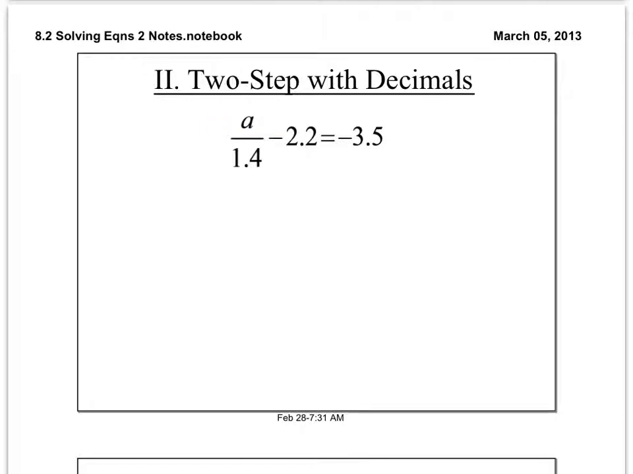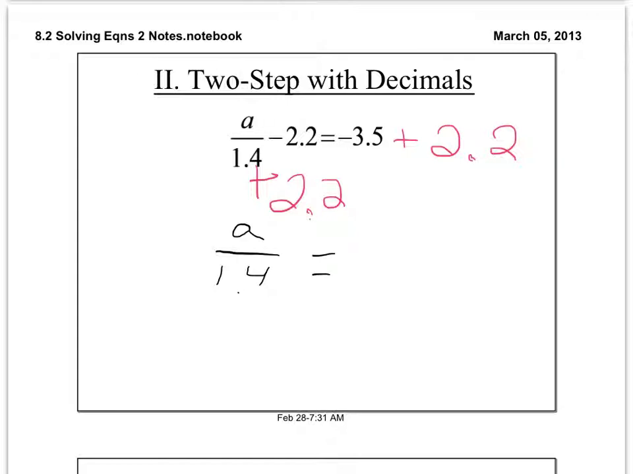So to begin with, we'll move the minus 2.2 from the left side to the right side, so we will add 2.2 from the left to the right, leaving you with a over 1.4 equals, so this will then equal negative 1.3, so those decimals aren't coming out the best.